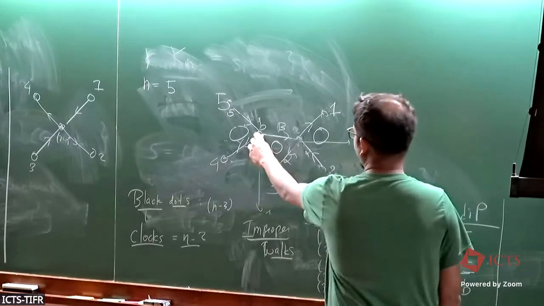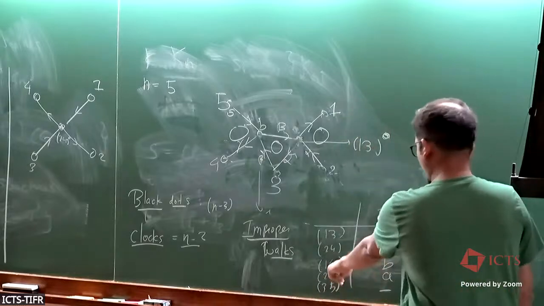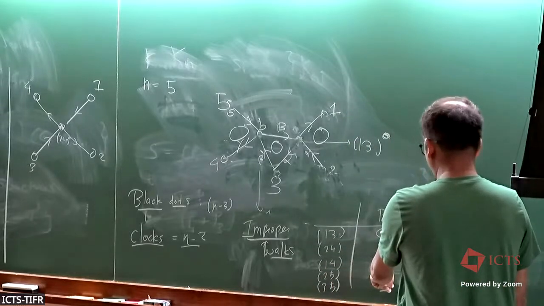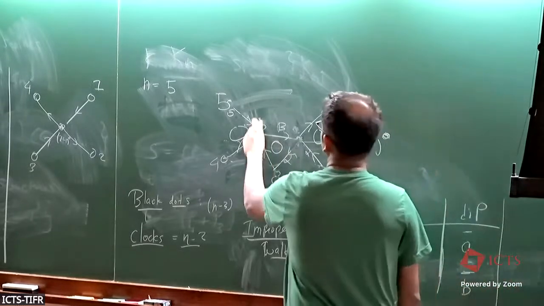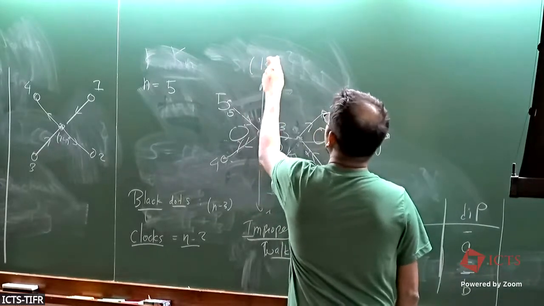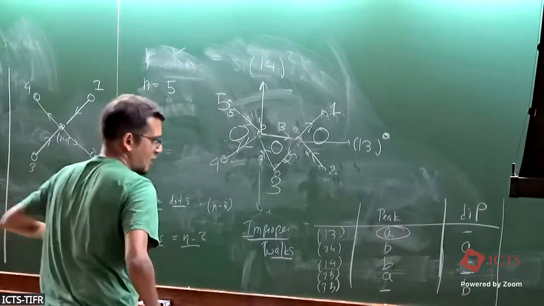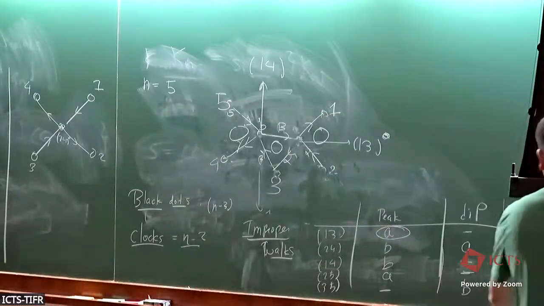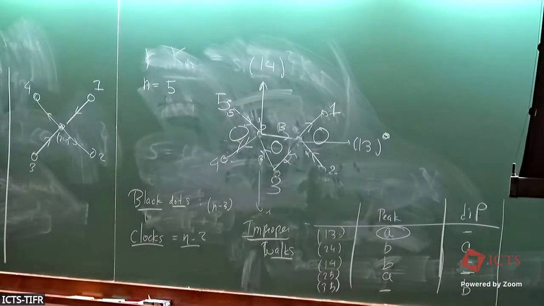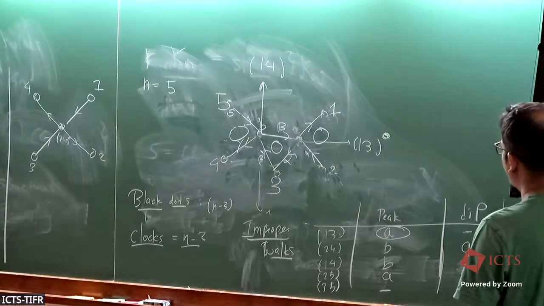And this one is, if you look at 1, 4, it has a peak at B and it has no dip. So this is 1, 4. And so you see that now we have the following structure. Maybe I'll write it here. No, I'm not joining anything.